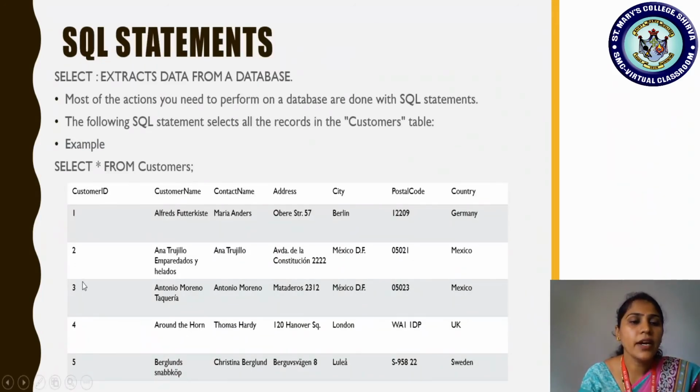In our example, we have five customers' details. Five IDs are generated, right? Customer names: Alfreds, Ana, Antonio, Around the Horn, Berglunds. These are some customer names. And what are the contact names? For Alfreds, it is Maria. For Ana, it is Ana. For Antonio, it is Antonio. Around the Horn, it is Thomas. Then Berglunds snabbköp, it is Christina. Like this, you find the contact names and addresses. Then city: Berlin, Mexico, Mexico. So two customers are from Mexico.